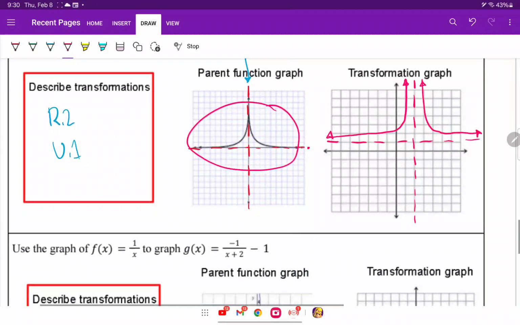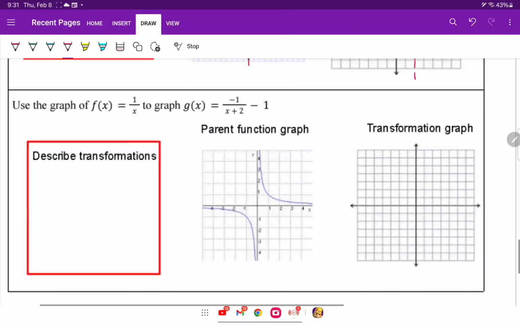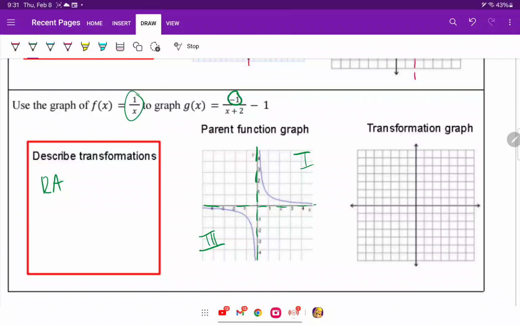All right, moving on to the next example. For this one here, we see 1 over x, which makes sense that our asymptotes are in quadrants 1 and 3. And if there was a reflection, it would go to 2 and 4. Okay, so I start with the a value right here. I see a negative sign. Go back on top of the notes. That's a reflection across the x-axis.